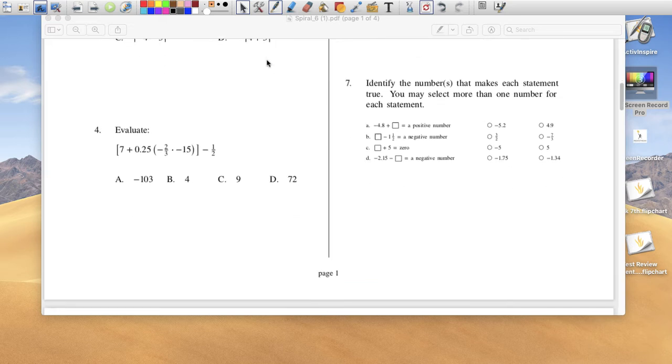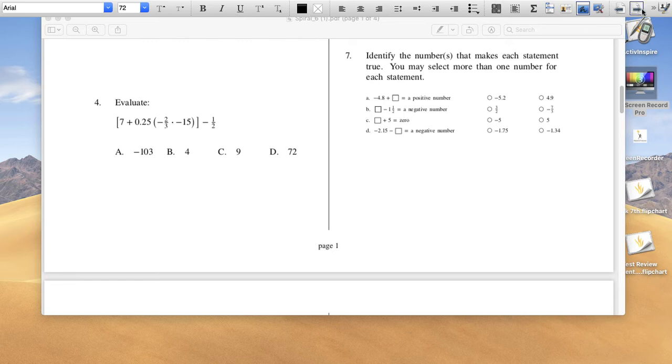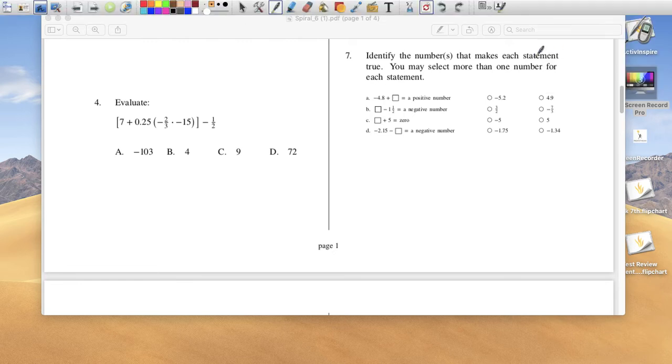7. Evaluate. Actually, just 7. So again, you guys will have a calculator, so don't get too stressed out with these questions. But you still need to know the order, right? So let's do this one.